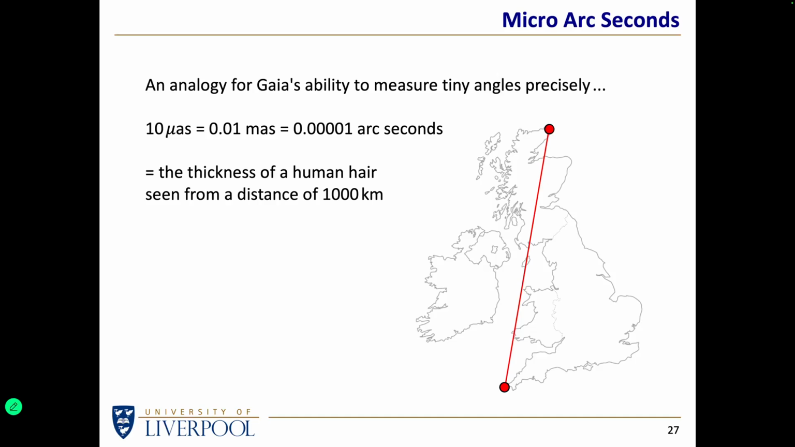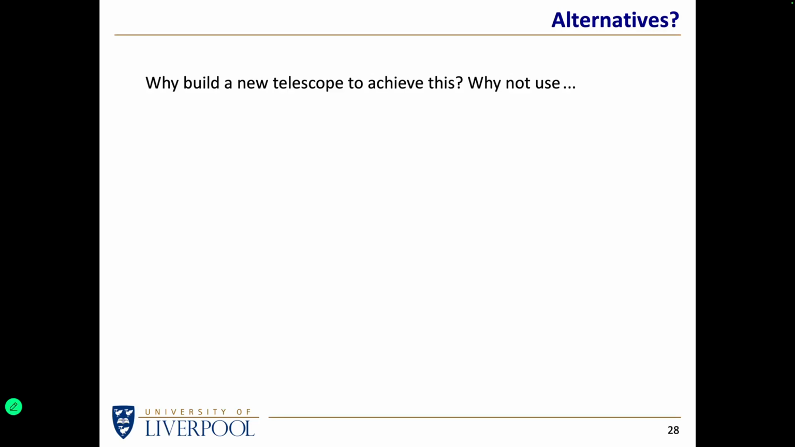Imagine you're standing at Land's End and you're looking at a person in John O'Groats. Gaia, in principle, can measure the position of that person to an accuracy of the width of a human hair. That is a phenomenal ability. And that is why Gaia data is so incredible. Gaia as a machine is able to achieve these levels of precision.